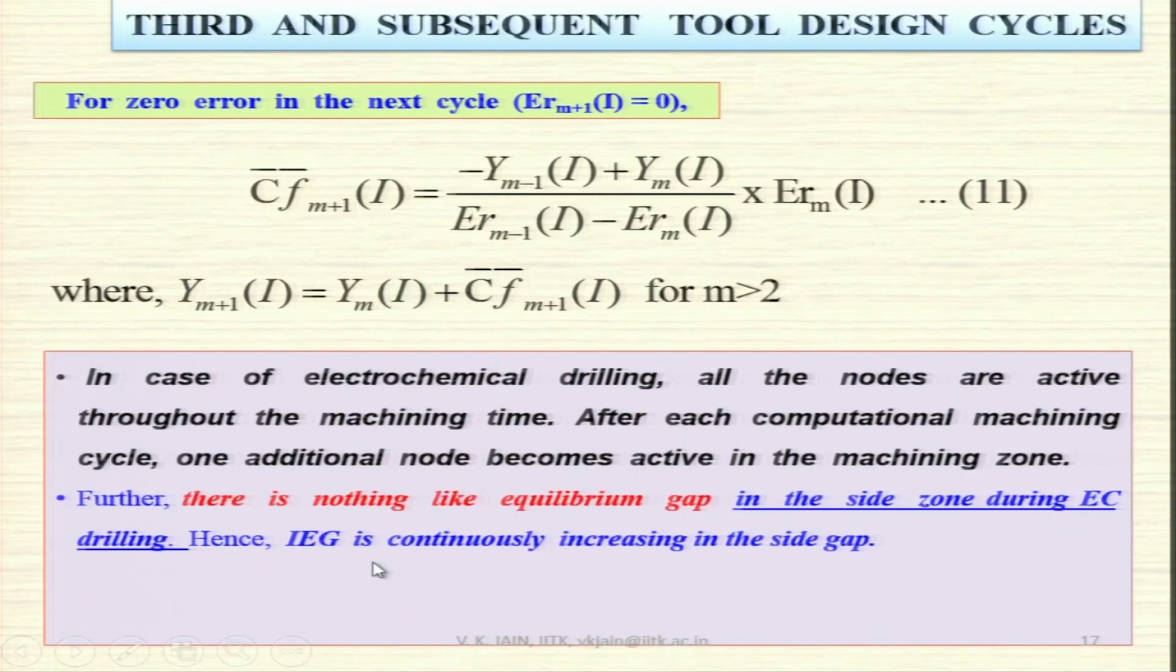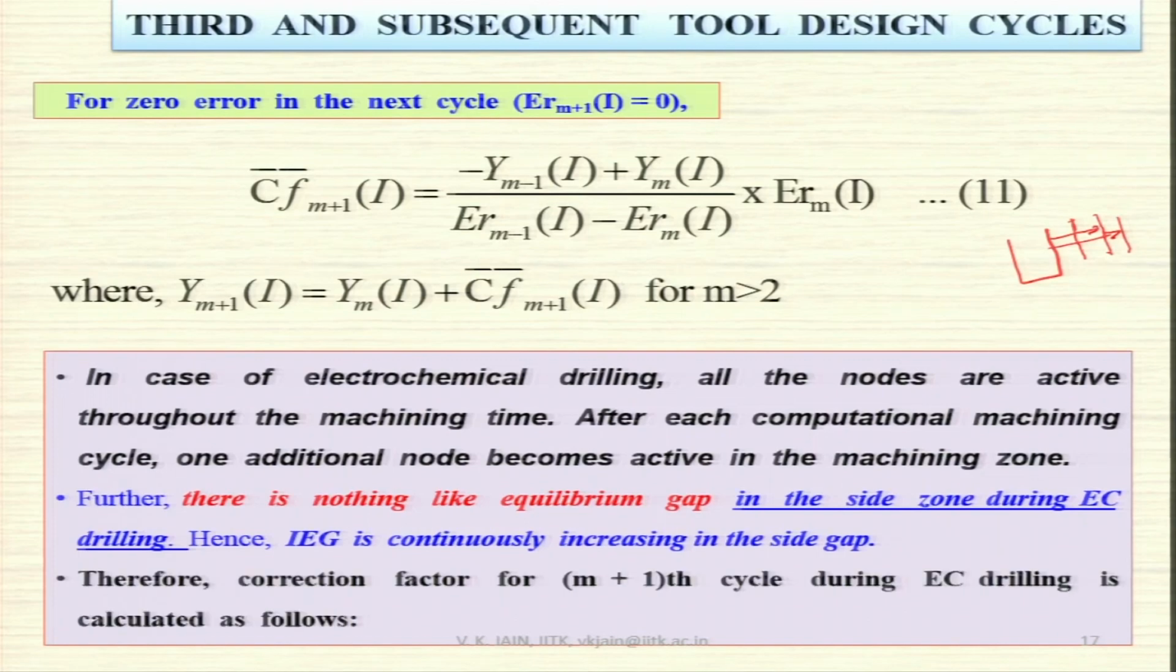Hence, the inter-electrode gap is continuously increasing in the side gap. That is what is there. Here is the tool, and this is the side gap. This is in the Mth cycle. This will become like this, because continuously material is being removed in this direction. So in the next cycle it becomes like this.